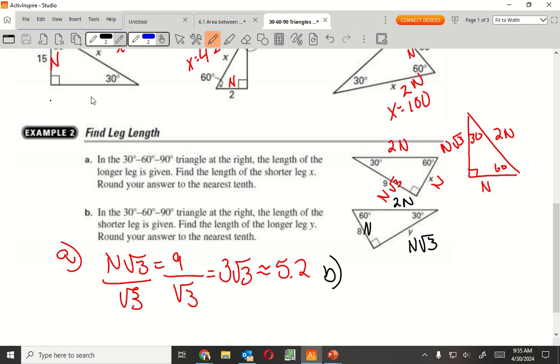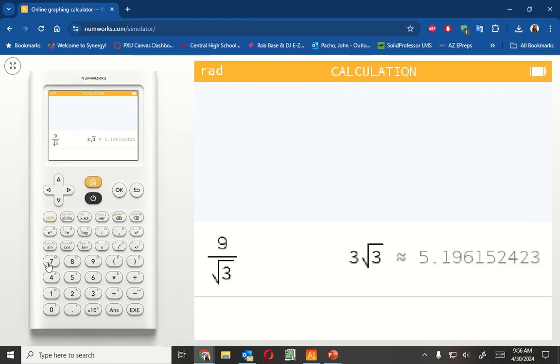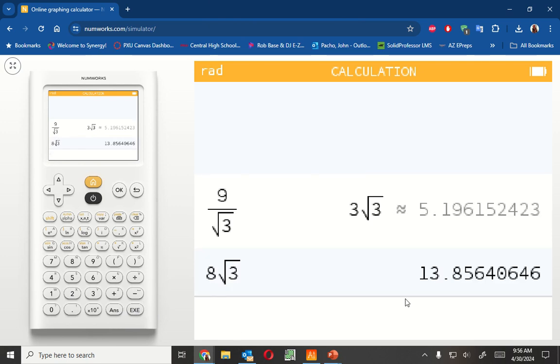So, do we know what n is? Oh, yeah, n's going to be 8. And so to figure out this side over here where y is, I would do 8 times square root of 3, right? So 8 square root of 3. I can plug that in as is and then let my calculator do the math. 8 square root 3. My calculator says it is going to be 13.9.